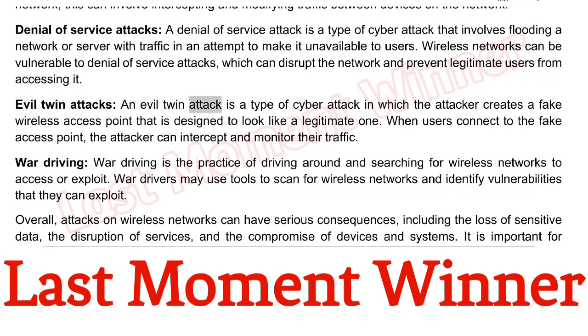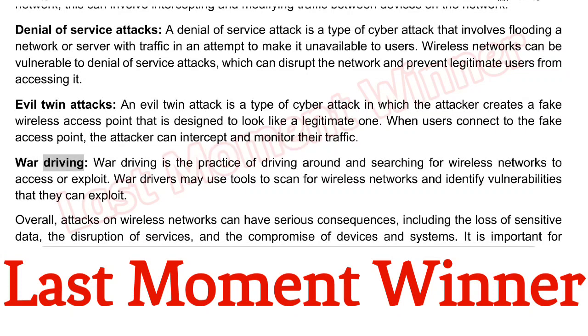Evil twin attacks. An evil twin attack is a type of cyber attack in which the attacker creates a fake wireless access point that is designed to look like a legitimate one. When users connect to the fake access point, the attacker can intercept and monitor their traffic.